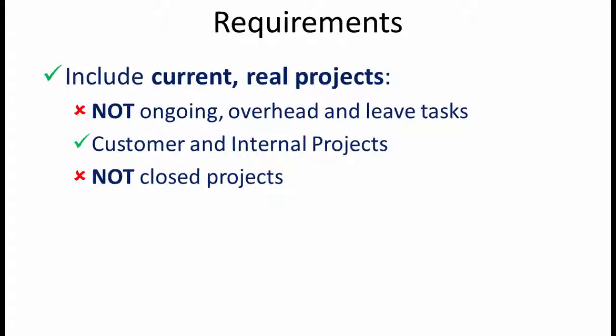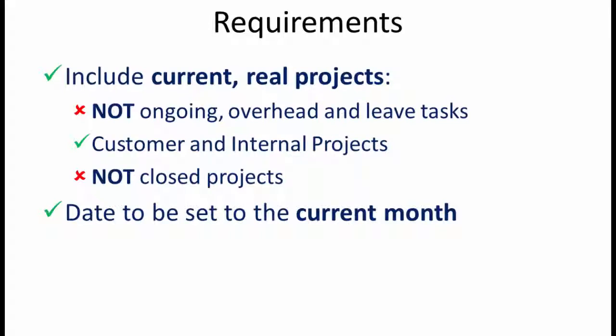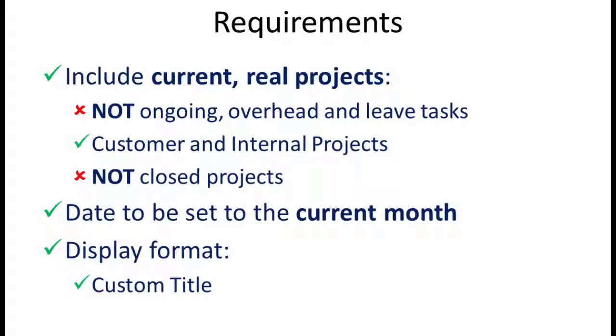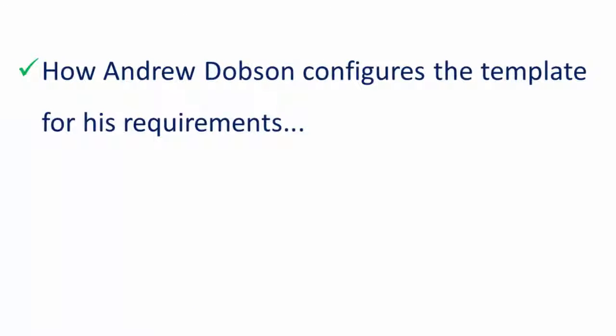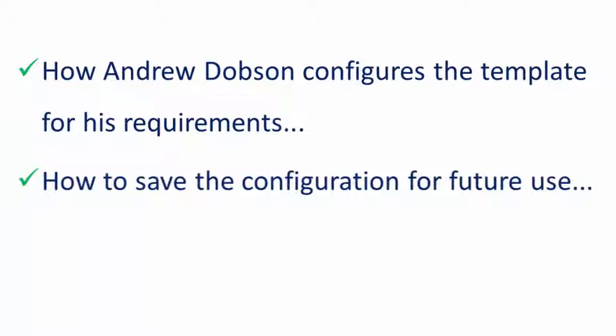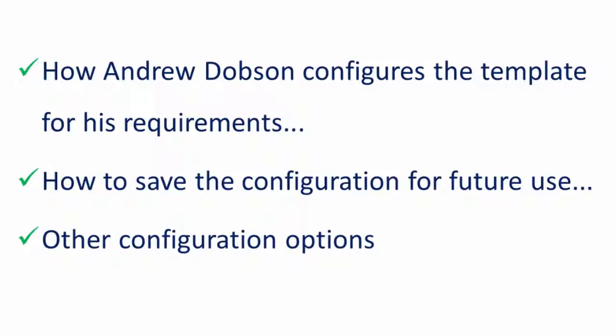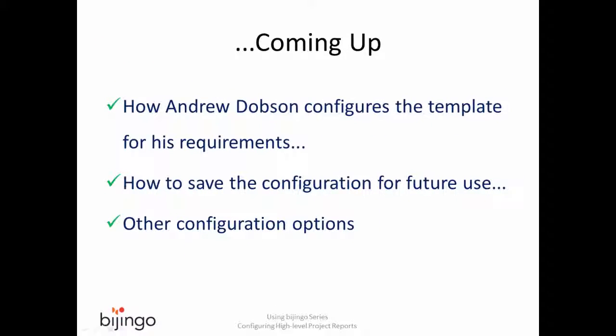He wants the report to always show fields from the project journal for the current month, and in the formatting, he wants the report to show a title he chooses and lines that highlight the report grouping to be displayed. So let's see how Andrew configures the template to meet his requirements and saves the configuration for future use. We will also show some of the other configuration options as we step through this process.